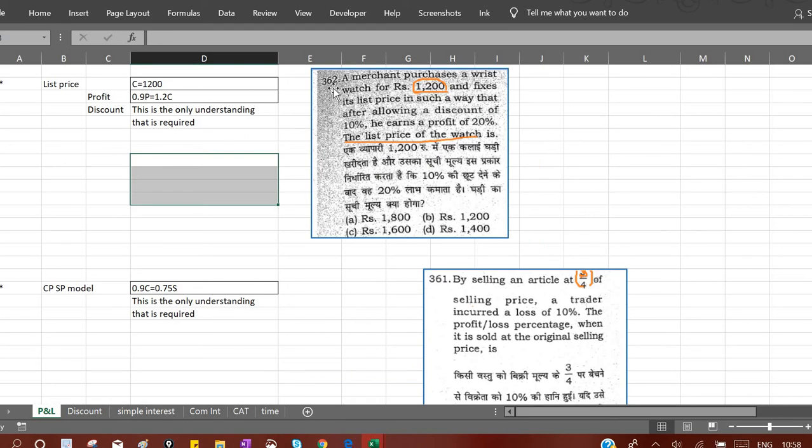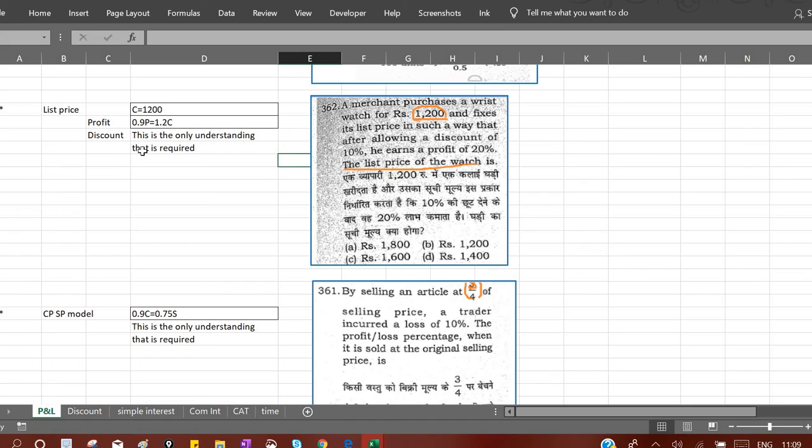So this is a problem. What you got to identify is there are not many variations in these kinds of problems. He purchases and he sells it. He keeps the list price at a certain extent, and on discounting on the list price you will get the selling price, and there is a profit margin for that as well. This is the way of actually increasing to a list price and then giving discount.